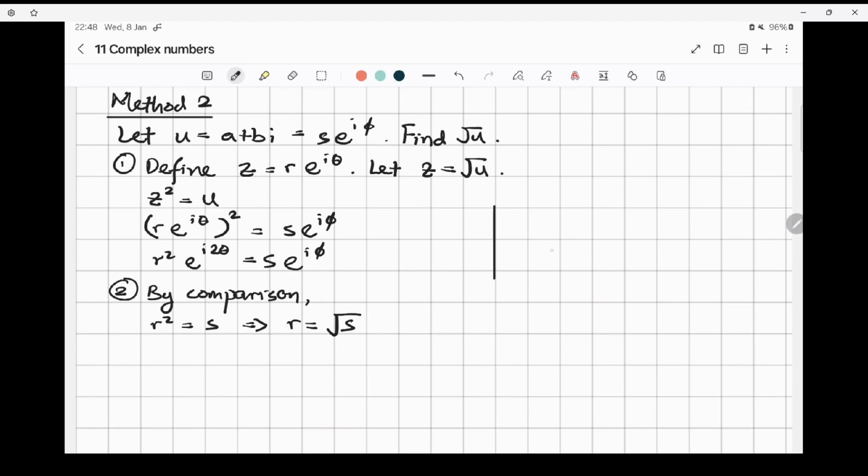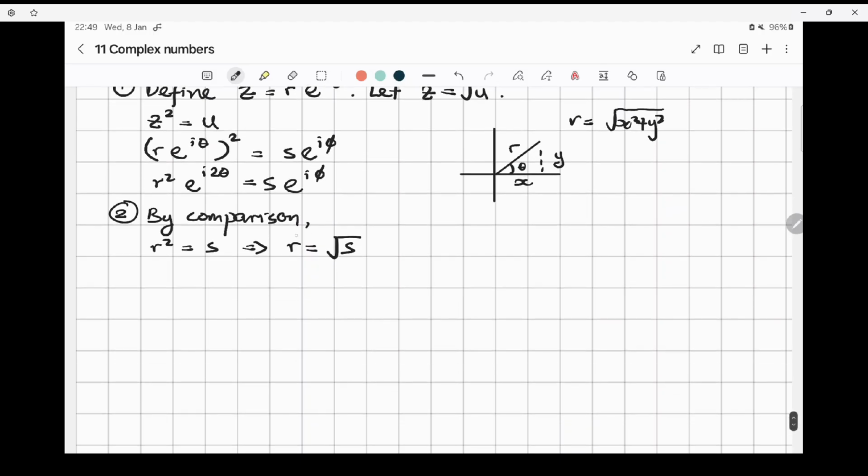So the definition of your r basically is over here. So r equals the square root of x squared plus y squared. This is by definition, and it has to be always positive. So that's why you don't need to put the minus sign. So then, there you go. You find out your r.